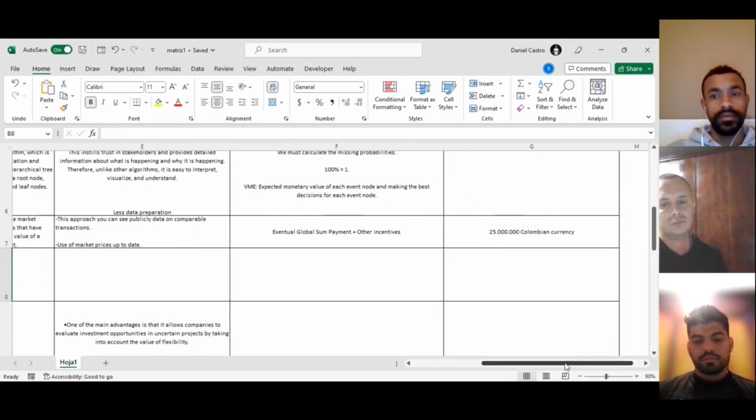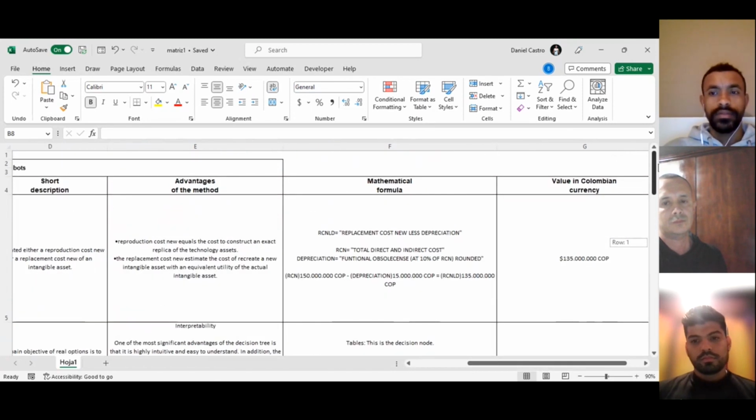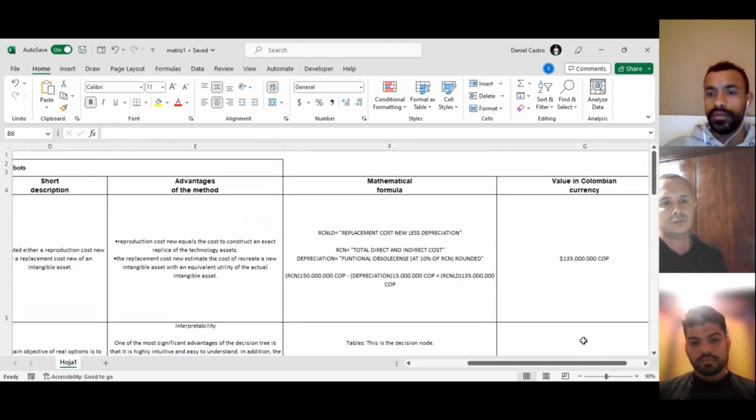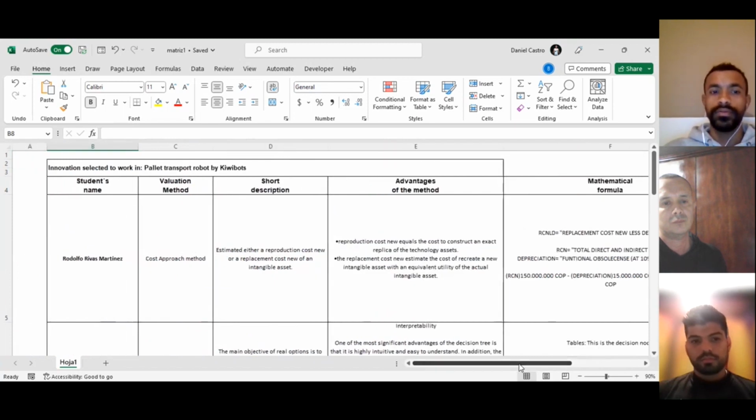25 million in Colombian currency. So I guess we can choose the first one, which is the closest to the real value. That is Rodolfo's approach, the cost approach method. And that's all for us. Thank you so much, guys.